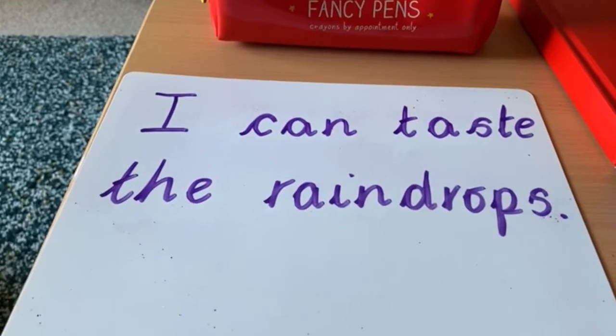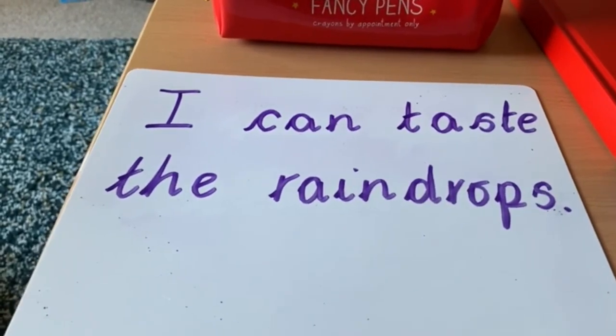Okay, are you ready to go? First up again, we have Miss Easton. I can taste the raindrops. Very imaginative, Miss Easton. I hope you brought an umbrella if it's starting to rain in your forest. Okay, Miss Toms, can you help Miss Easton out and up-level her sentence? Final sentence is, I can taste the raindrops as they trickle down my face.